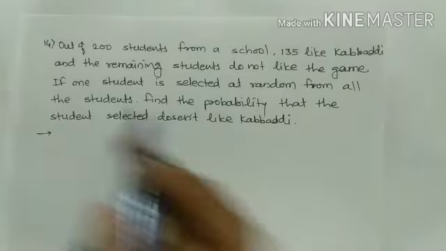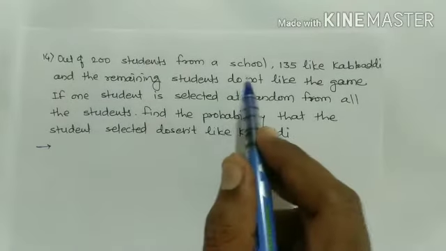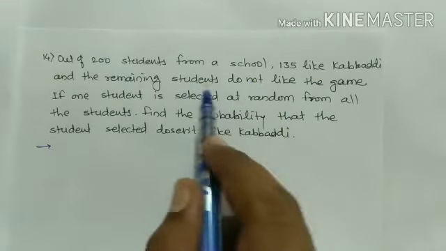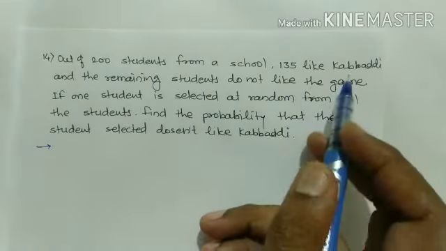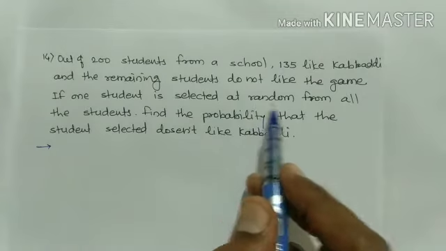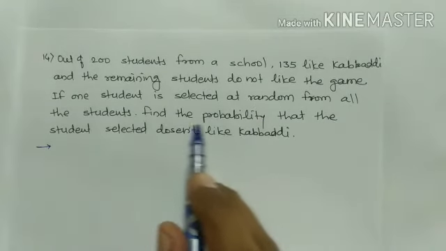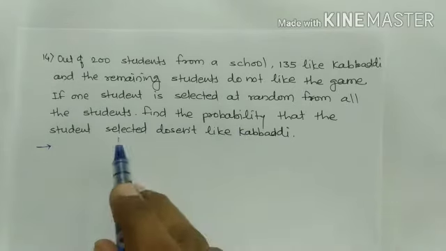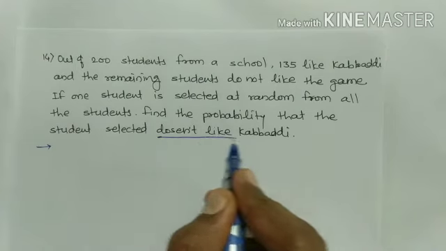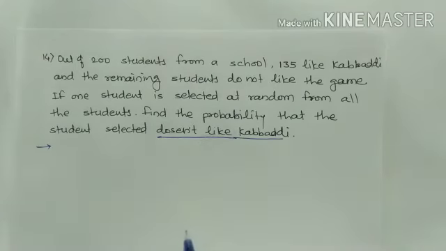Now the next example is example number 14. Out of 200 students from a school, 135 like kabaddi and the remaining students do not like the game, that is kabaddi. If one student is selected at random from all the students, find the probability that the student selected doesn't like kabaddi. Here the event is that the student doesn't like kabaddi, whose probability we have to find.